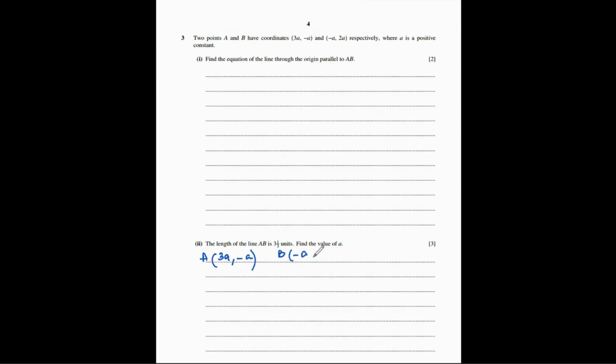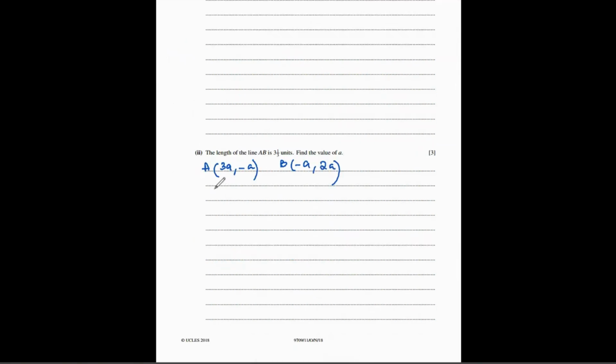B is (negative a, 2a). So 3 whole number 1 over 3, which is 10 over 3, is equal to the root of (2a plus a) whole square plus (negative a minus 3a) whole square. Square both sides to get rid of the root.